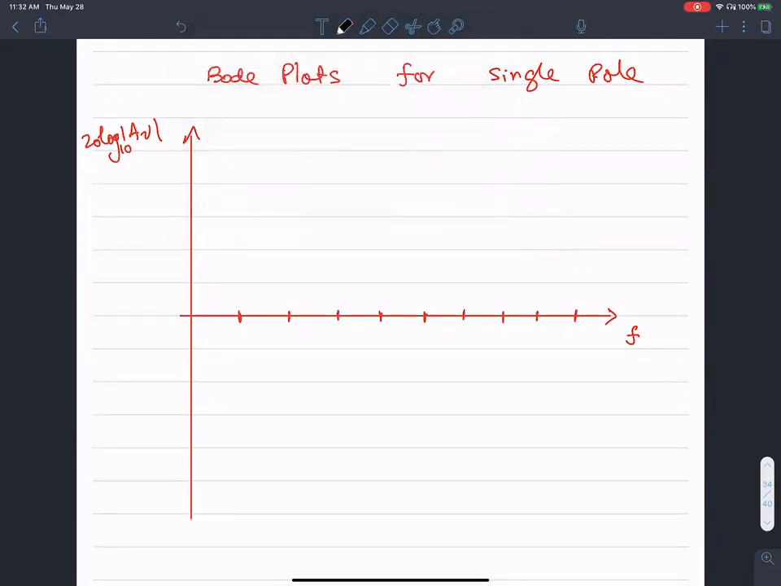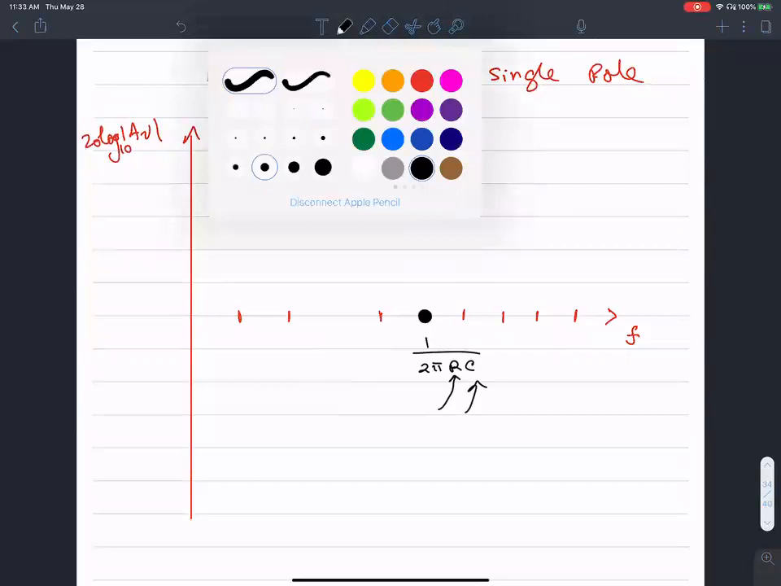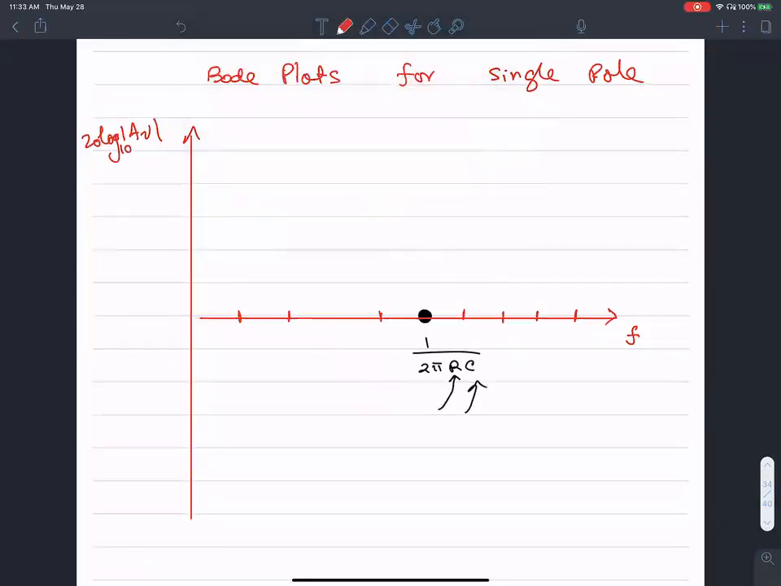Let's say I have a pole at some frequency, 1 over 2 pi RC. Let me move that a little further. So I'm going to assume that there's a pole frequency over here. The values of R and C are such that the 1 over 2 pi RC happens to be sitting at that frequency value. Now, how do I draw the Bode plot?